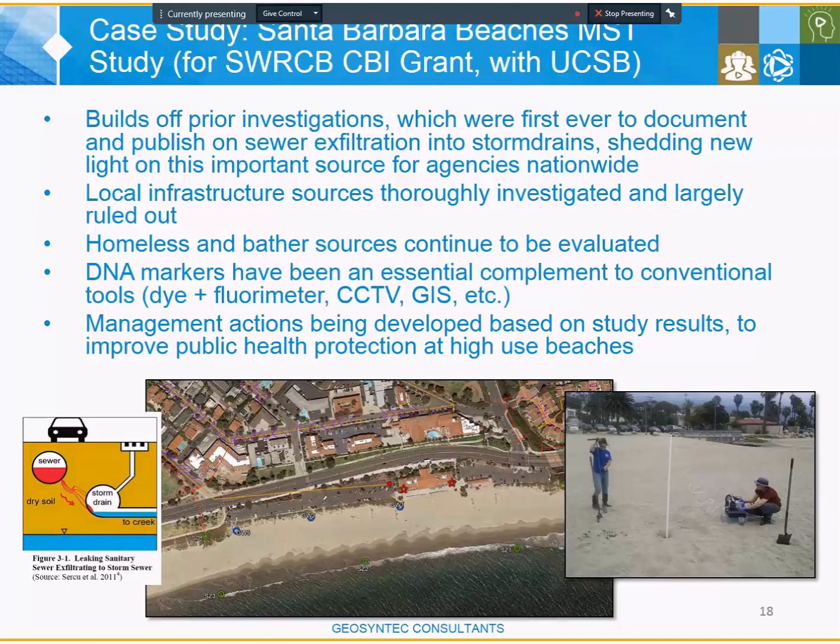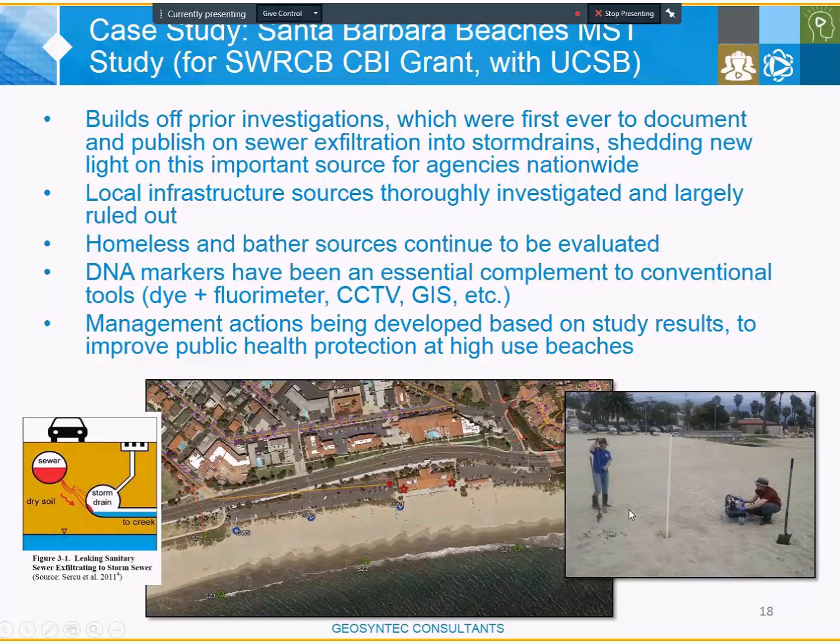Now, the local infrastructure sources in our ongoing, more recent study at these beaches have been thoroughly investigated now. CCTV and GIS and dye and fluorometers and human markers in groundwater. What we're showing here on the bottom are locations where we installed, through hand auger, little wells on the beach, and then also samples in the surf zone for the marker and a dye after we popped it into a sewer line, and we're able to evaluate if any of the sewer infrastructure or bathroom infrastructure is leaking there.